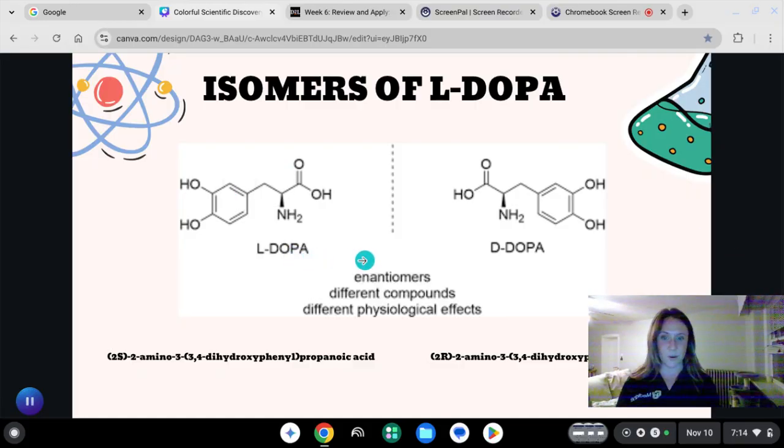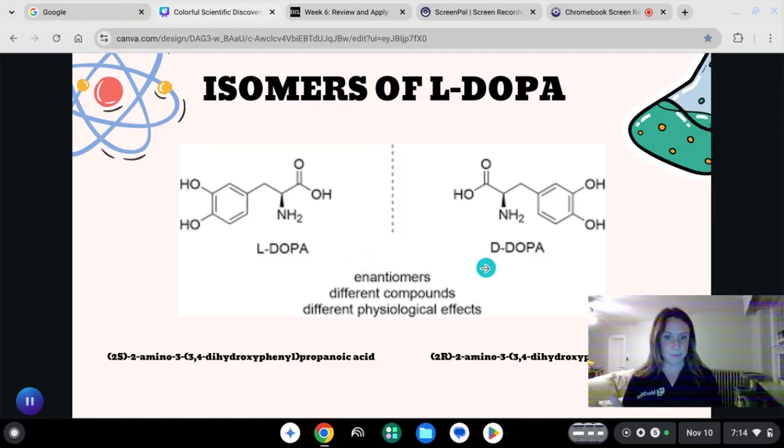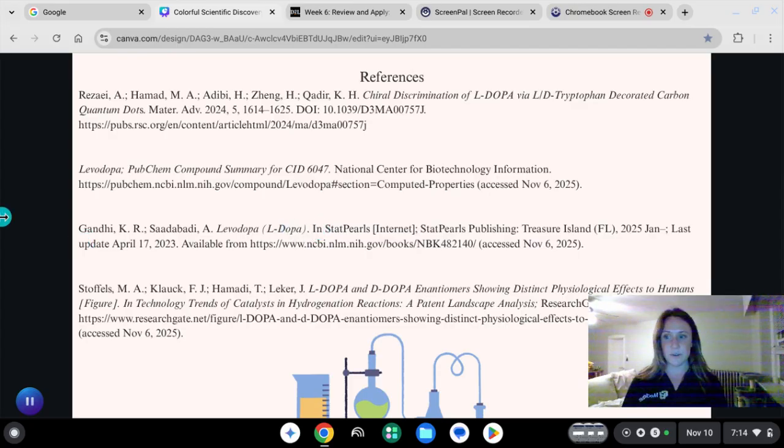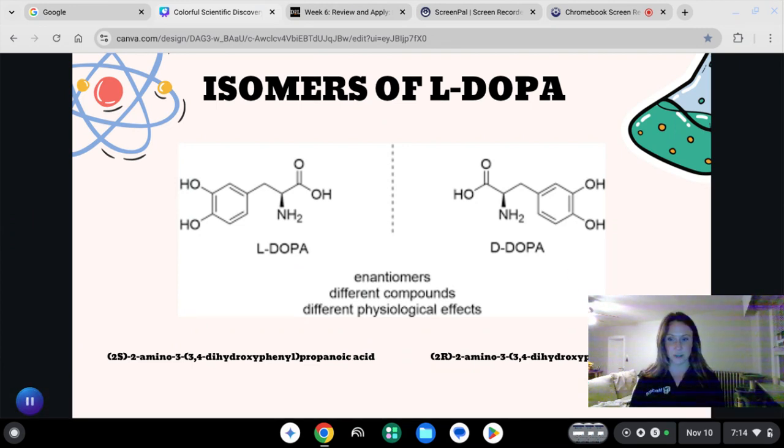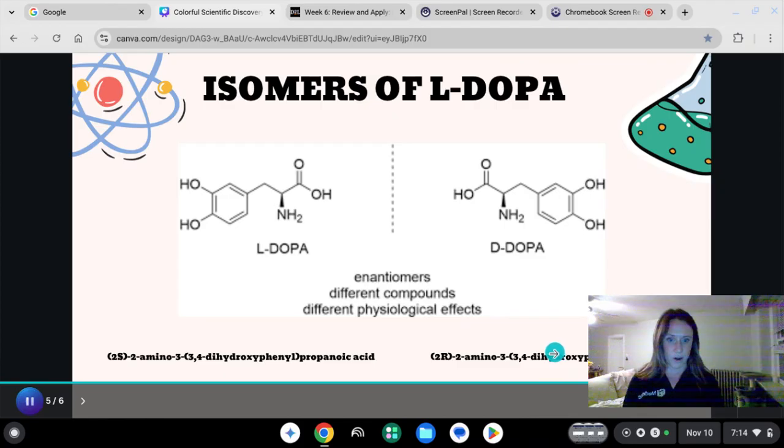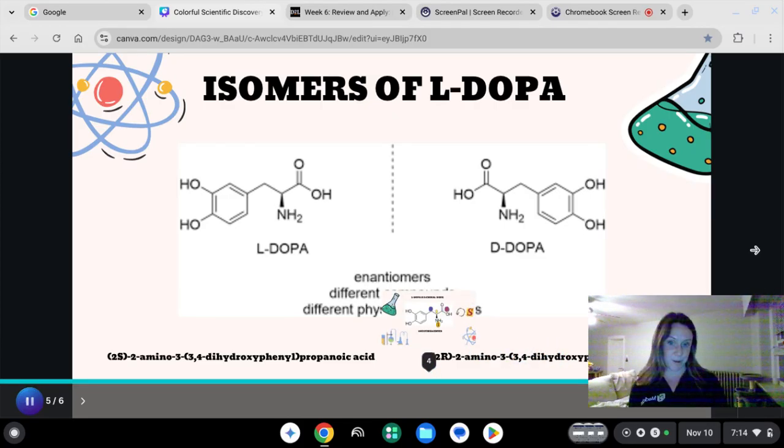We also have another isomer of L-DOPA, which is the enantiomer. It's the D-DOPA. It's going to be flipping around right where that chiral center is. These are mirror images of each other. They're non-superimposable. They are different compounds. They have different physiological effects. The L-DOPA is the active form. The D-DOPA is actually the inactive form and actually can hinder the activity of L-DOPA. And D-DOPA is that 2R enantiomer, (2R)-2-amino-3-(3,4-dihydroxyphenyl)propanoic acid.